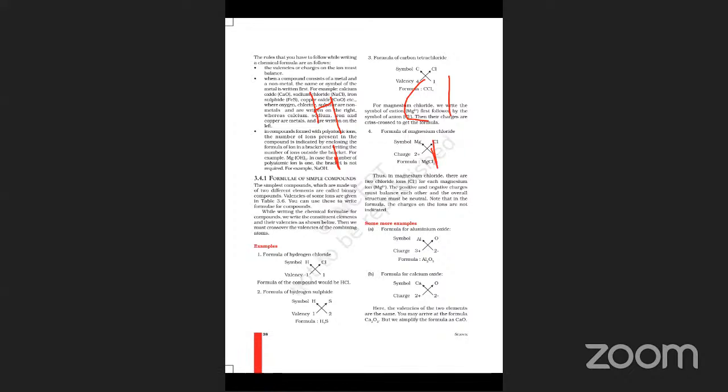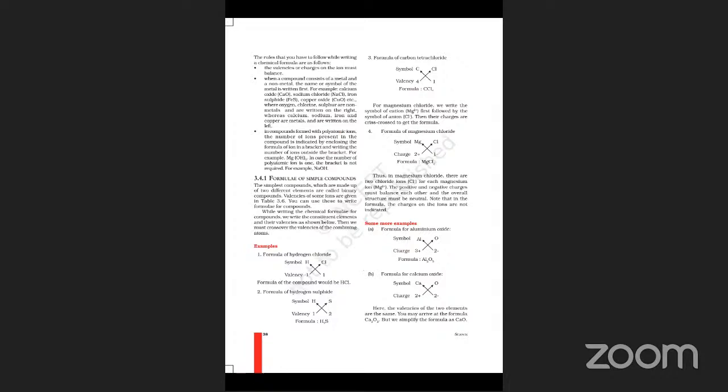Then, as I said, after writing the valency, what you have to do? After writing the valency, the second rule is write down the ions with their respective charge. Balance the charges by crisscross multiplication. Means hydrogen 1 and chlorine 1, and just put this number. If it is 1, you don't need to write it in the subscript format.